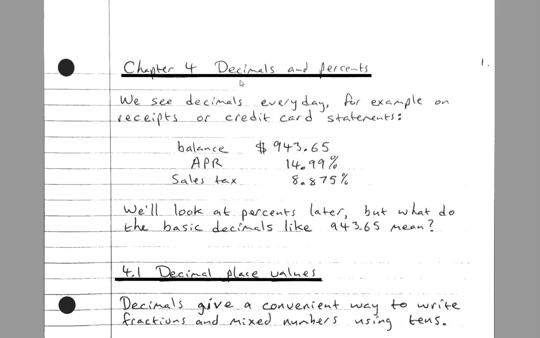Chapter 4 next, on decimals and percents. Yeah, we see decimals every day. Anytime you're looking at prices of things, money, so dollars and cents. And maybe on your credit card statement, your annual percentage rate, maybe it's 14.99%, or sales tax 8.875%. So lots of decimal numbers all around us.